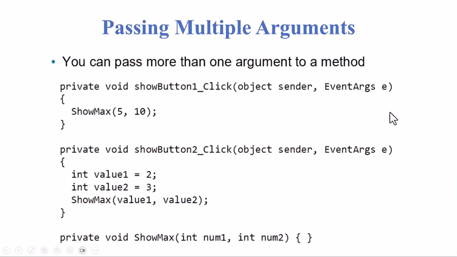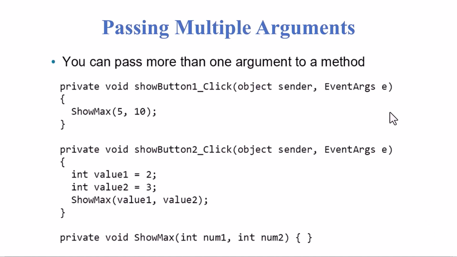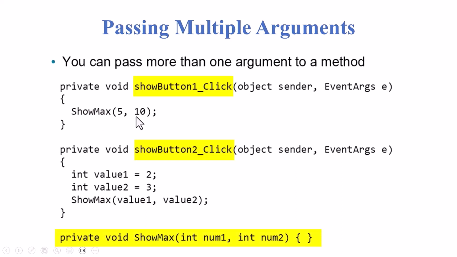We can also pass multiple arguments, and this is what we're going to get to in our little program that we're going to be looking at shortly. You can pass more than one argument into a method. Here we have a private void show button, with a show button event and a show button 2 event. In this case, we are going to call a method called showMax and pass it a 5 and a 10. In this one, we have two integer values that we're going to make equal 2 and 3. In the first one, we call showMax and pass the actual values, 5 and 10.